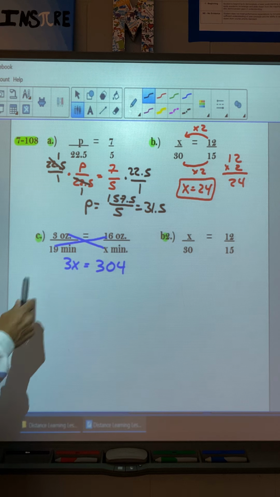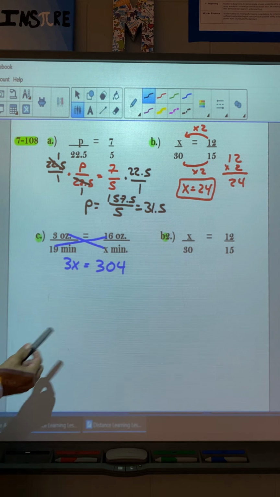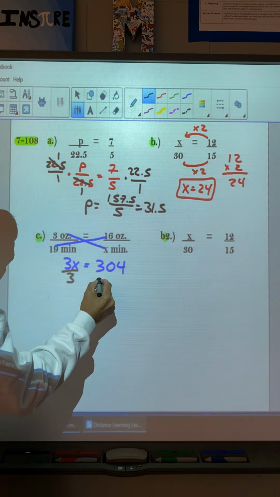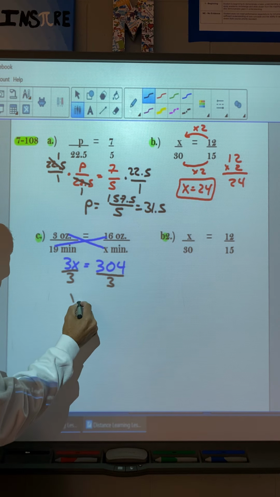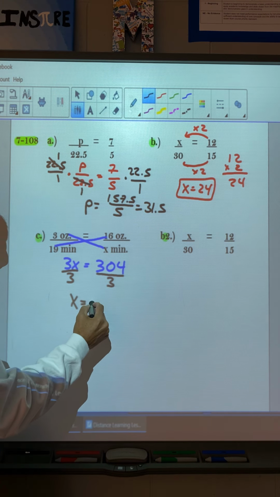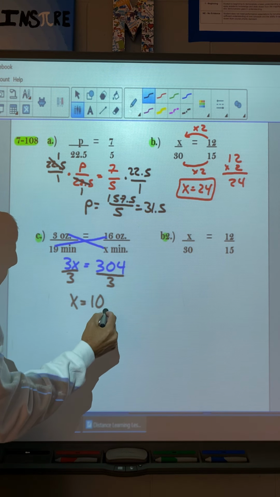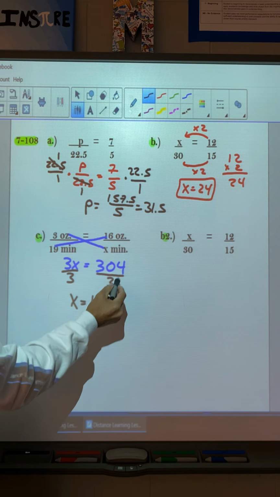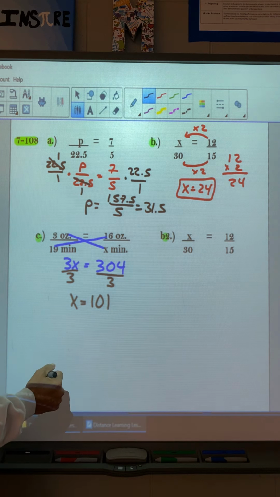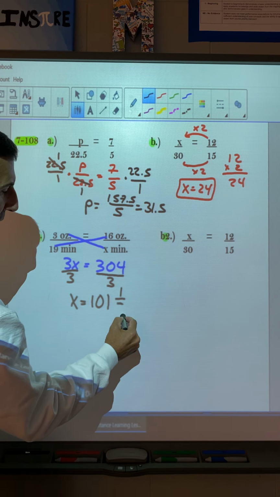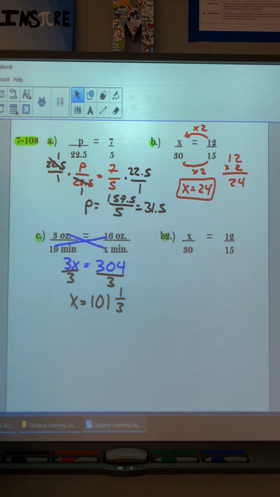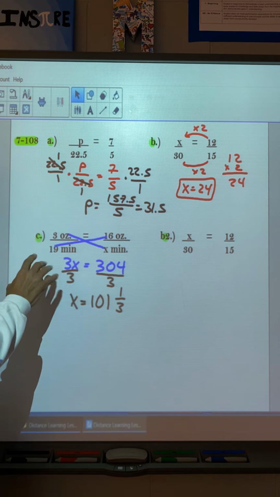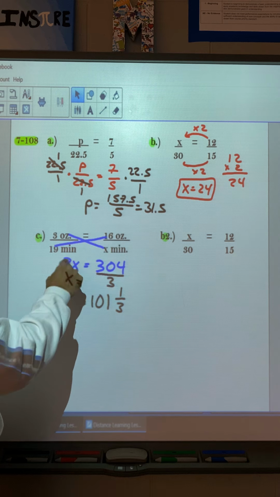And then, how do we finish it? Yep, divide. So we divide by 3, divide by 3. So 3 goes into 30, 10 times. That's perfect, 3 goes into 4 once, and then I have 1 left over. So 101 and 1/3. Again, simple, easy: cross multiply, and then divide.